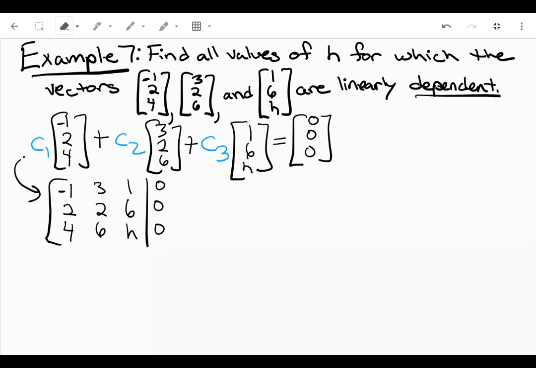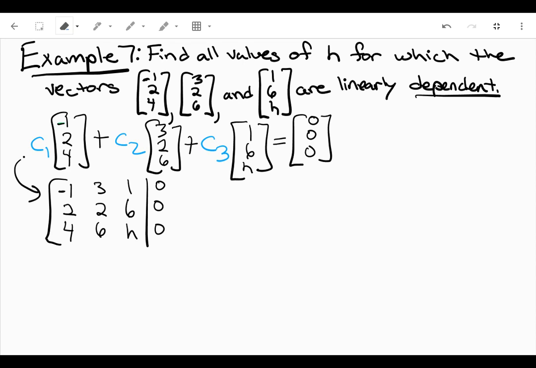Whoopsie, I erased part of my matrix. But recall that vectors are linearly independent if the equation c1 times the first vector plus c2 times the second vector plus c3 times the third vector is equal to the zero vector has only the trivial solution. So the only way to write these vectors as a linear combination equal to the zero vector is for all of your scalars to be zero. That's a trivial solution. So this is linearly dependent if this equation right here has a non-trivial solution.